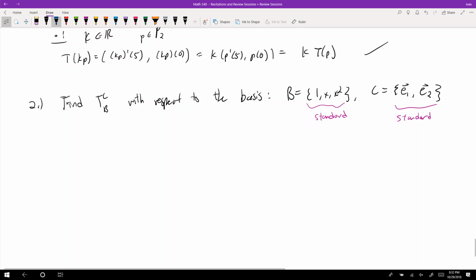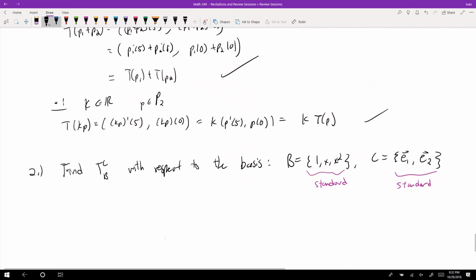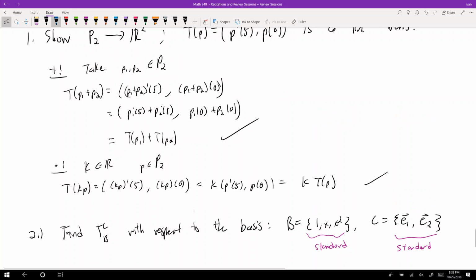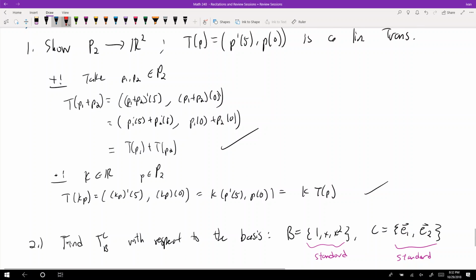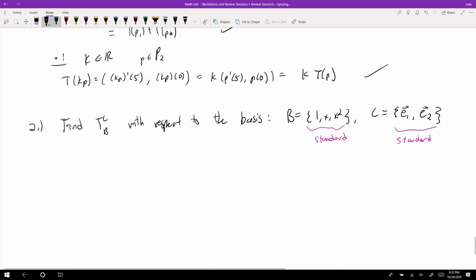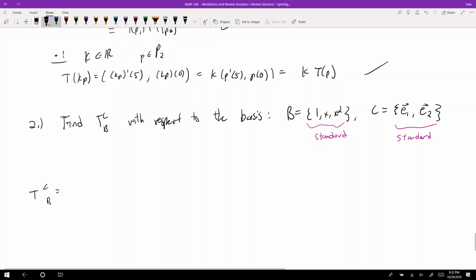So now, TBC just tells me that B is a basis for P2, and C is a basis for R2. So my TBC is just, this is dimension 2, this is dimension 3, and so I should have a 2 by 3 matrix. So my inputs then, I need to say, what's T of my B bases?